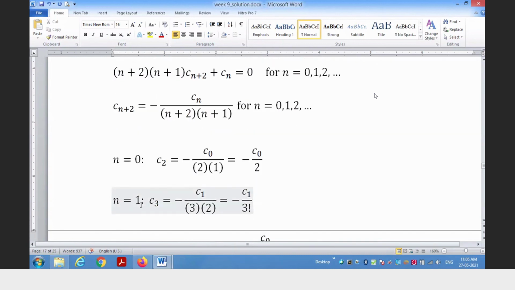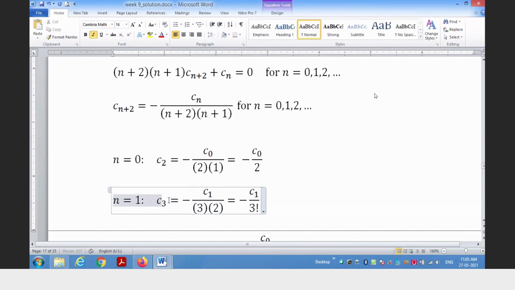When n equals 1, c3 is equal to minus c1 over (1 plus 2 equals 3) times (1 plus 1 equals 2). This equals minus c1 over 3 factorial. We cannot replace this c1 because there is no c1 there. c2 depends on c0 and c3 depends on c1.